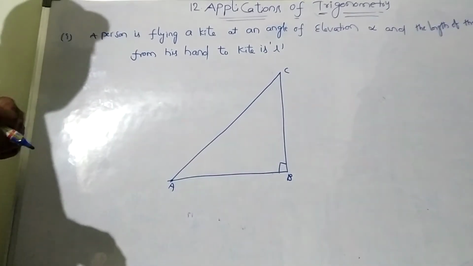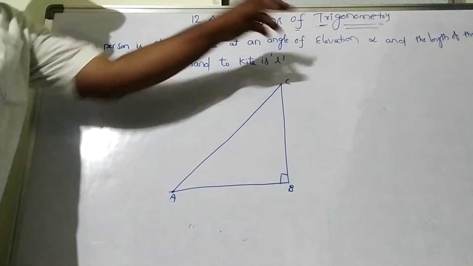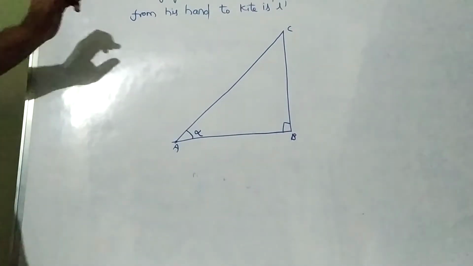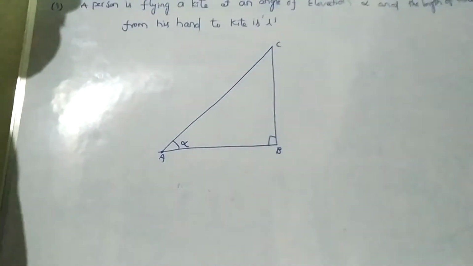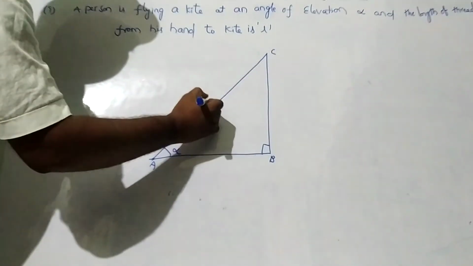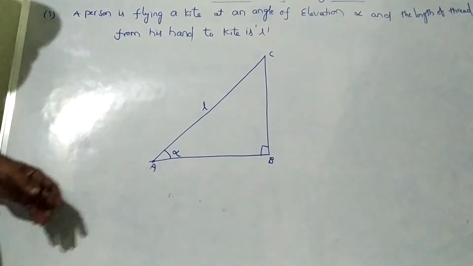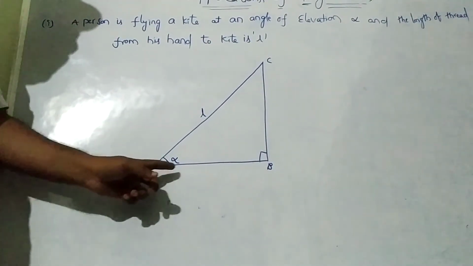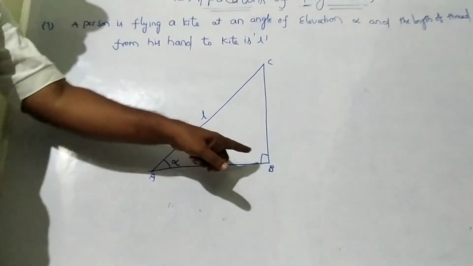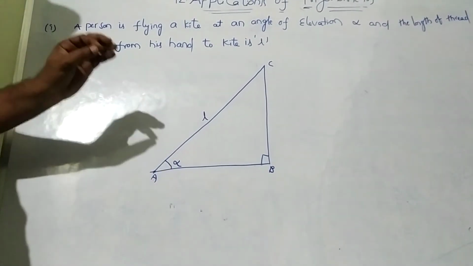AB is the earth. A person is flying a kite at an angle of elevation alpha. So this is alpha, and the length of the thread from his hand to the kite is L. So AC is the thread, and the length of the thread is L. Now observe the diagram. AB is the earth, or the horizontal line. Next, AC is the length of the thread. Alpha is the angle of elevation.